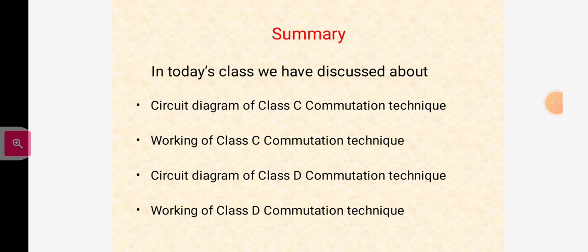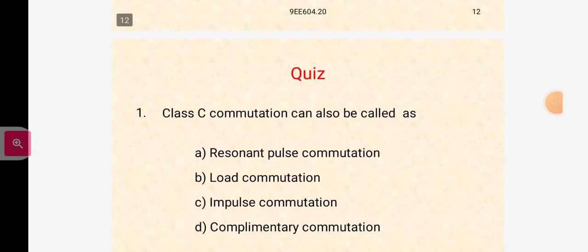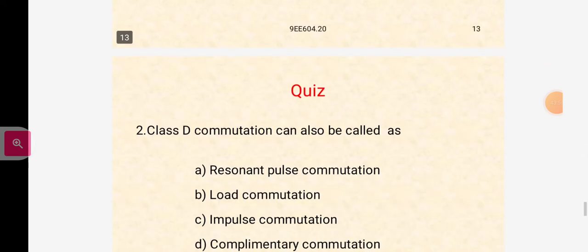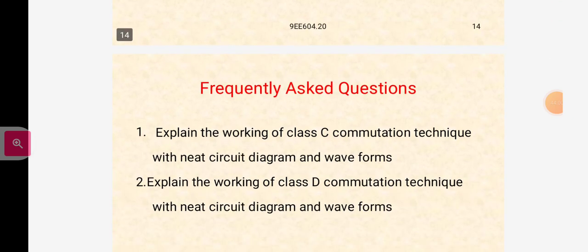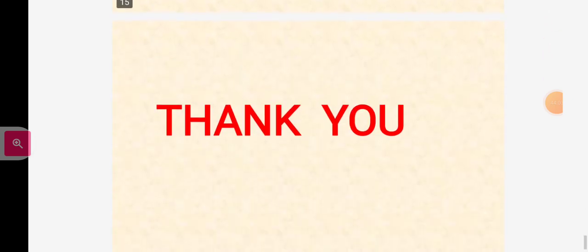Today we discussed the circuit diagram and working of class C commutation, and the circuit diagram and working of class D commutation. So here we have a few quiz questions and a few frequently asked questions. In the next class we are going to discuss class E and class F commutation.